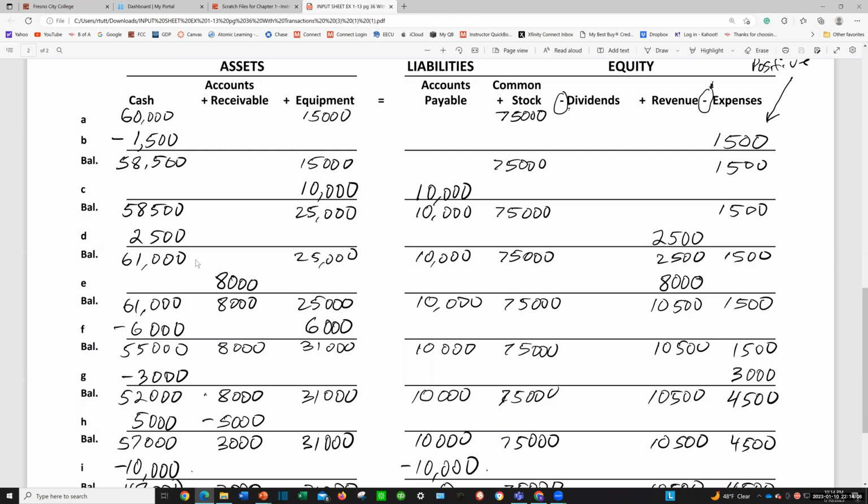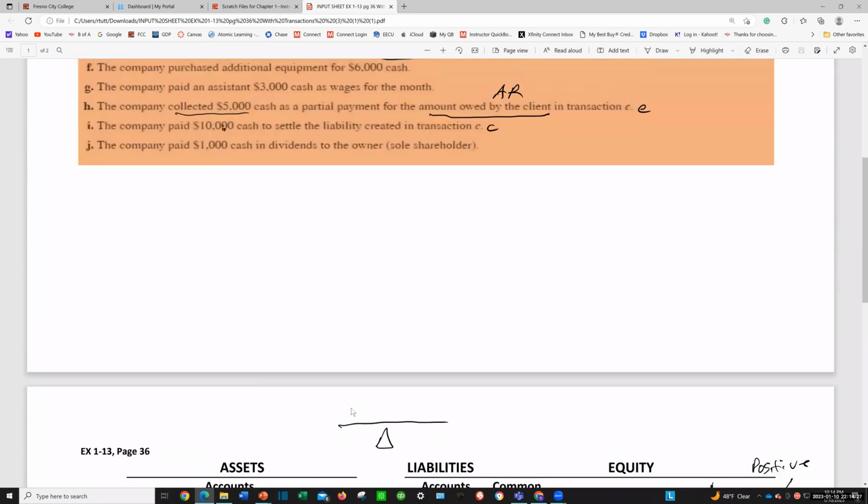Okay, we can bring down our balance again. 61,000, 25,000, 10,000, 75,000, 2,500, and 1,500. Okay, let's go ahead and do E.